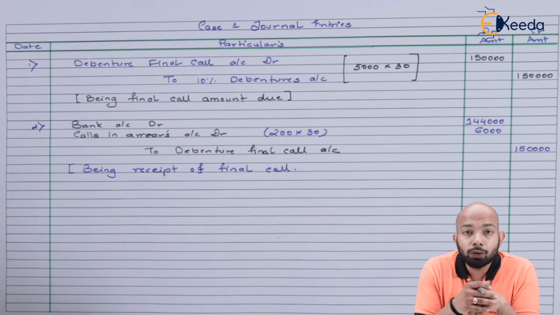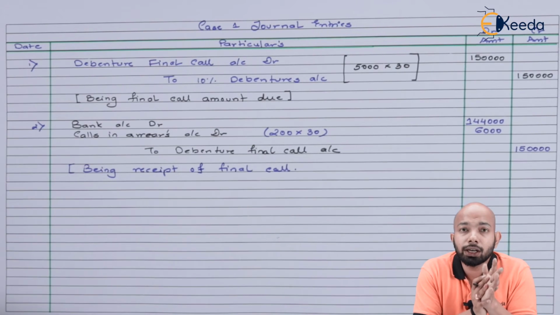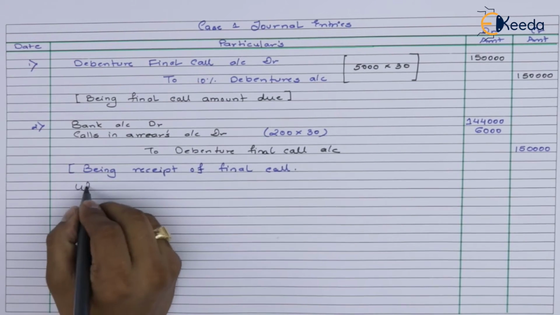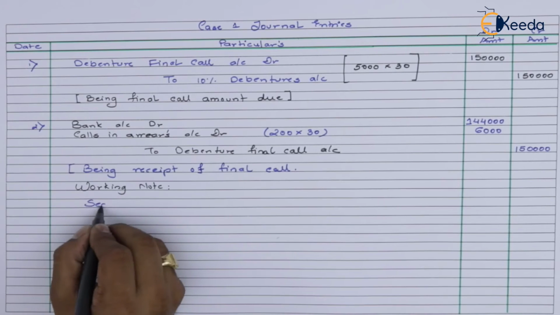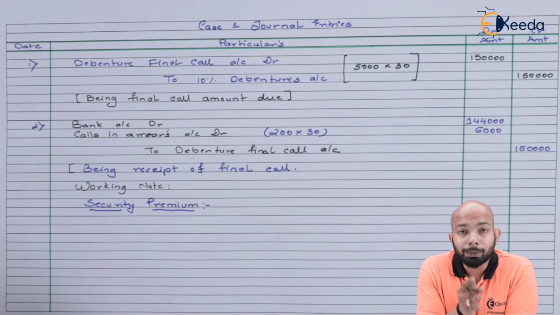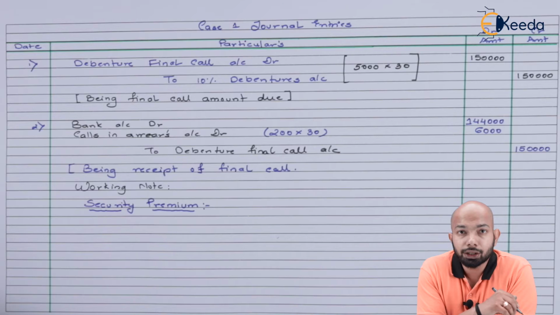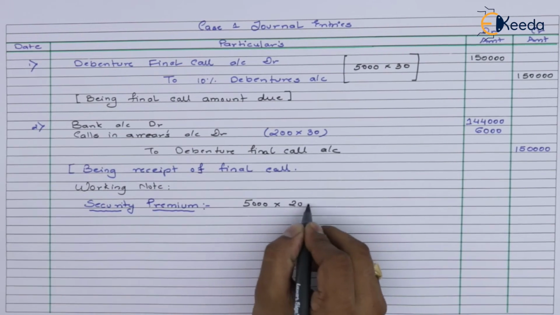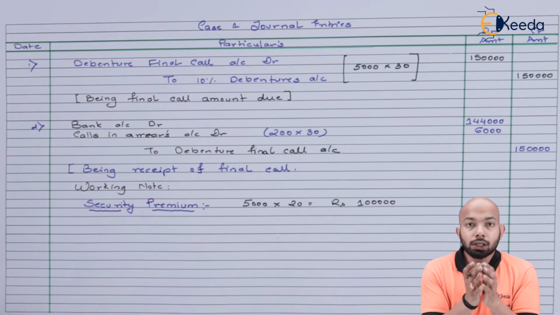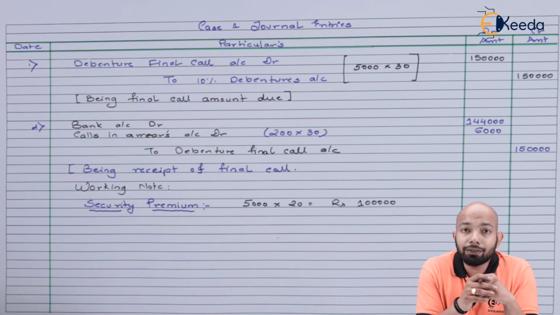Now, the next requirement was to figure out the balance of securities premium account and then to figure out the balance of application and allotment. It is a very simple calculation that we'll be doing here. Let's start with that. So for securities premium, it is 5,000 debentures multiplied by 20, because that is the additional amount. We'll take that into consideration. So the total is rupees 1 lakh that we have figured out. That means this is the amount that we have received.